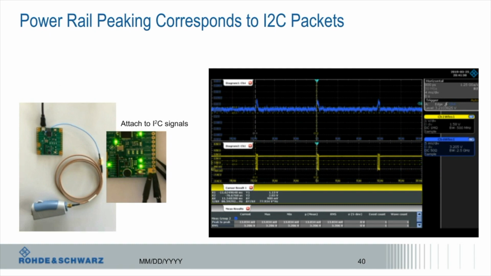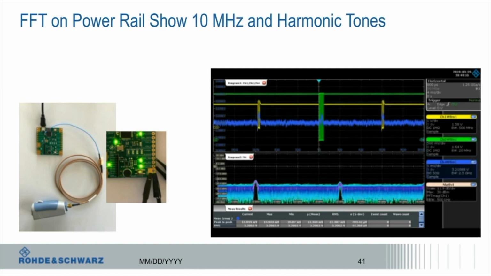If we connect 2 additional passive probes to the I2C bus on the test board, we find that there's a direct correlation. Every time there's serial packet activity, the power rail has a spike. Let's turn on the scope's FFT. The Rohde Schwarz RTO 2000 has an incredibly powerful FFT that's also very quick. We see a tone at 10 megahertz and a third harmonic at 30 megahertz.